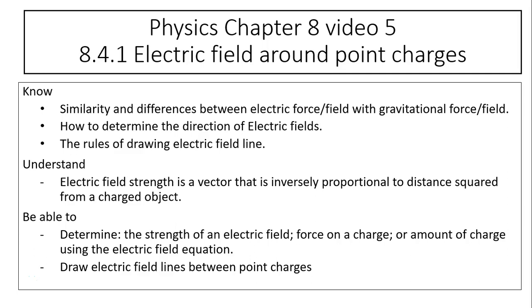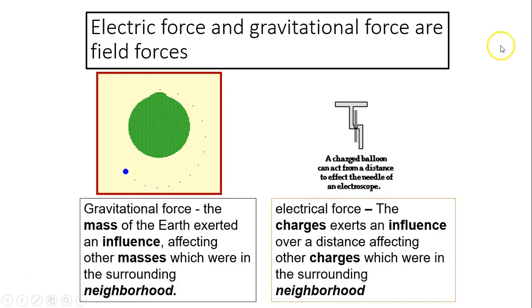Today's topic is electric field around point charges. The objectives are to know the similarity and the difference between electric force field and gravitational force and field, know how to determine the direction of electric field, and know the rules of drawing electric field lines. To understand, electric field strength is a vector that is inversely proportional to distance squared from a charged object, and to be able to determine both the magnitude and the direction of electric field, and be able to draw the field lines. So now let's take a look at electric force and gravitational force.